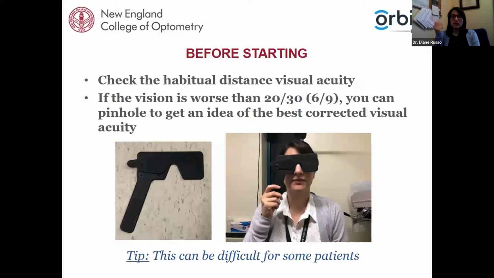And the reason that we're doing this is to get a general sense of what the patient's best corrected visual acuity could be. And so generally we say, if the patient's entering visual acuity is worse than 20/30, you may want to consider pinholing. So this takes a little bit more time in the beginning of the exam, but the intention is that if you know what the patient's pinhole acuity is, then you have an idea of what endpoint you're trying to get to at the end of your subjective refraction.